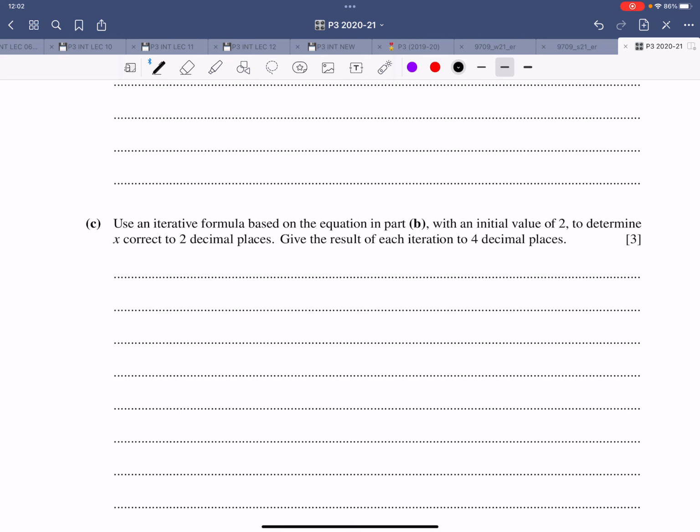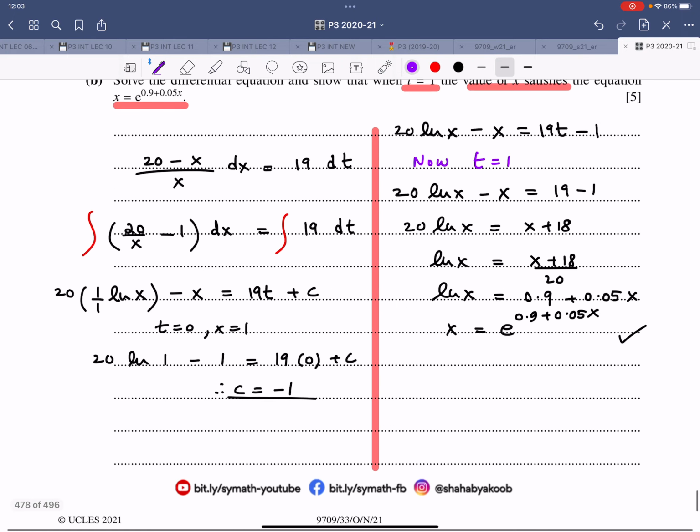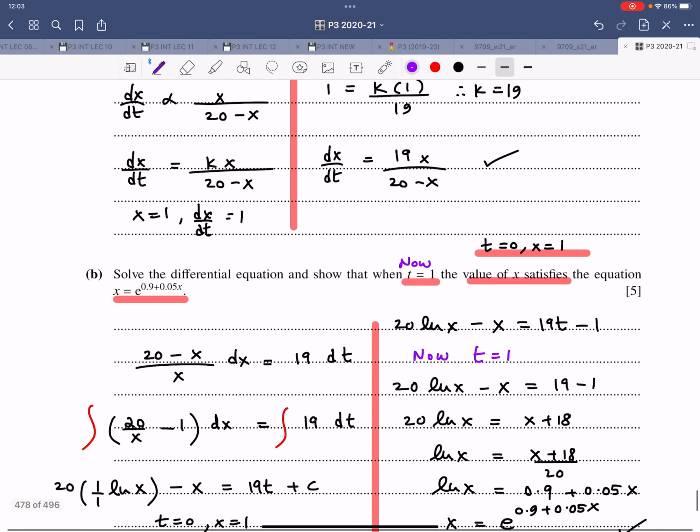Use an iterative formula based on part B. So now what is part B? Part B is x equals e raised to the power of 0.9 plus 0.05x. So now make an iterative formula out of this. Write the subscript n, write the subscript n plus 1. That's how it goes. Now I'll just write down the basic steps. What initial value have they given us? They have not given us the initial value. They have said solve the differential equation, find the value of x that satisfies this equation.